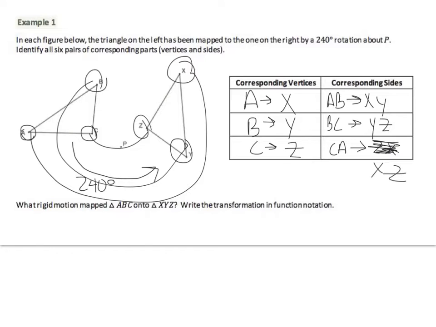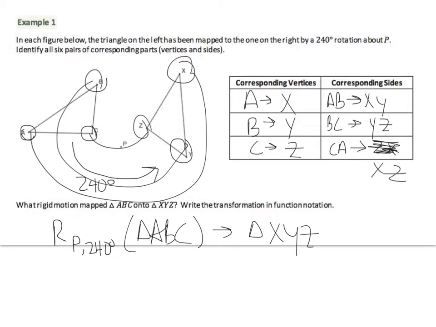Cool. What rigid motion mapped triangle ABC onto triangle XYZ? This would have helped us too, right? Write the transformation as function notation. So we did a rotation about P, 240 degrees, triangle ABC to triangle XYZ.